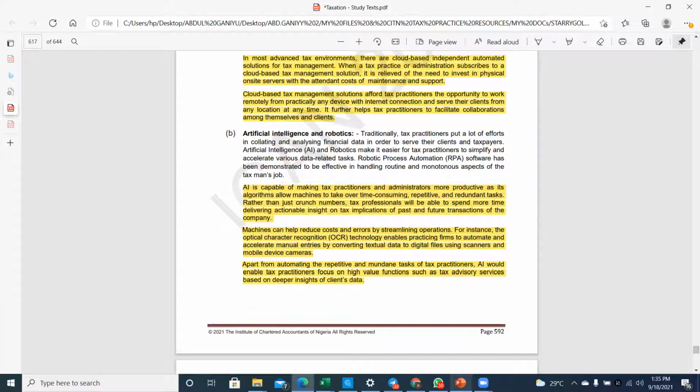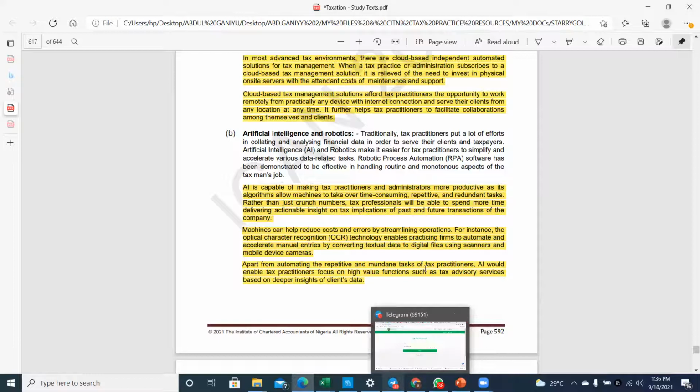So machines can help reduce costs and errors by streamlining operations. For instance, optical character recognition technology enables practicing firms to automate and accelerate manual entries by converting textual data to digital files using scanners and mobile device cameras. I do that, you do that as well. Okay, so you can scan with your phone, you can scan with your laptop, you can scan with your printer, you can scan to USB and the likes. So apart from automating the repetitive and mundane tasks of tax practitioners, artificial intelligence will enable tax practitioners focus on high-value functions, such as tax advisory services based on deeper insights of client data.